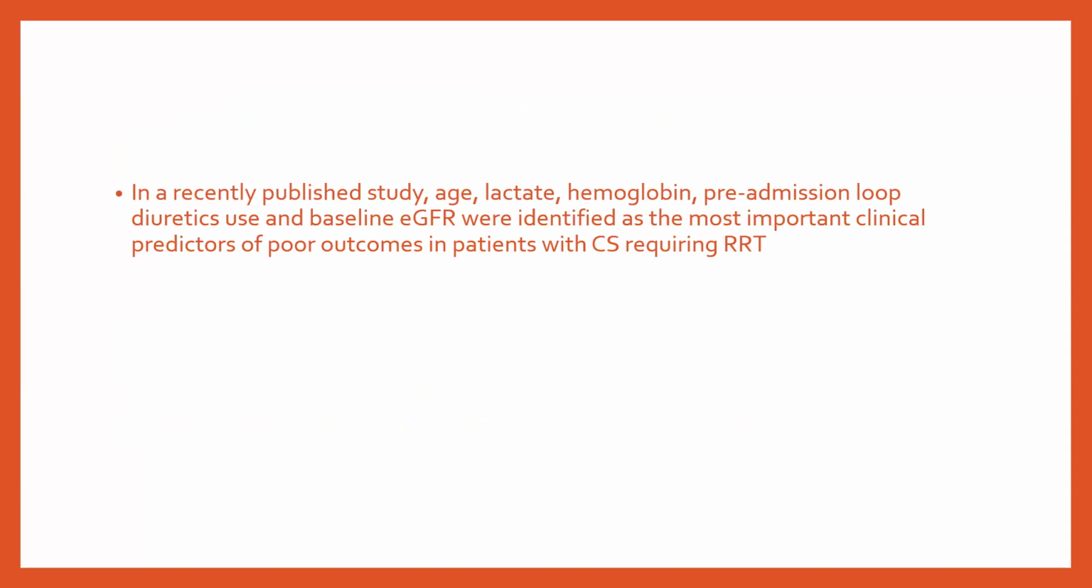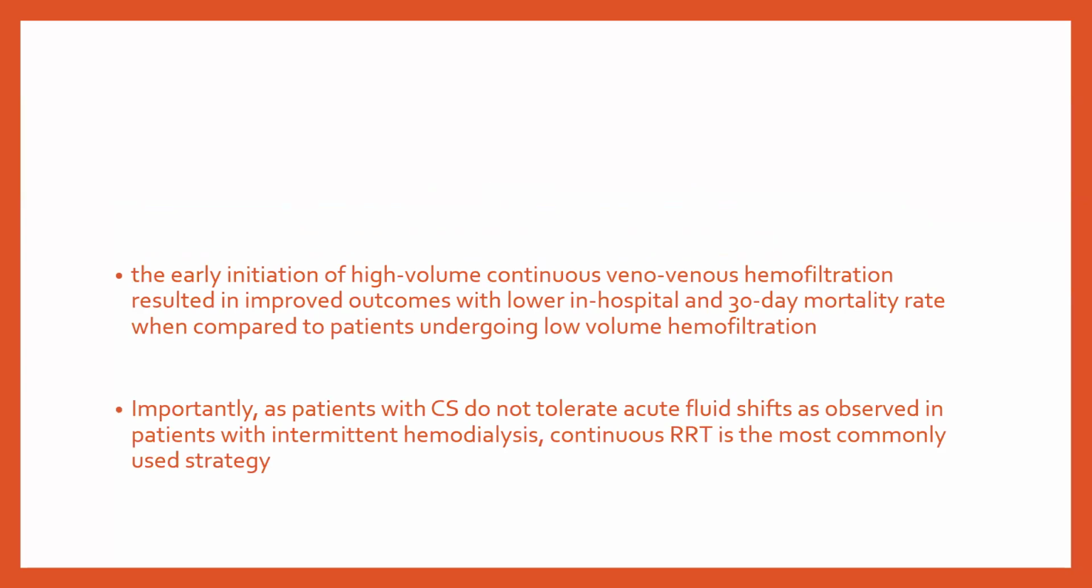So, in a recently published study, age, lactate, hemoglobin, pre-hospital loop diuretic use, and baseline eGFR were identified as the most important clinical predictors of poor outcome in patients with cardiogenic shock requiring RRT. The early initiation of high volume continuous venovenous hemofiltration resulted in improved outcome with lower in-hospital mortality and 30-day mortality rate when compared to patients undergoing low volume hemofiltration.